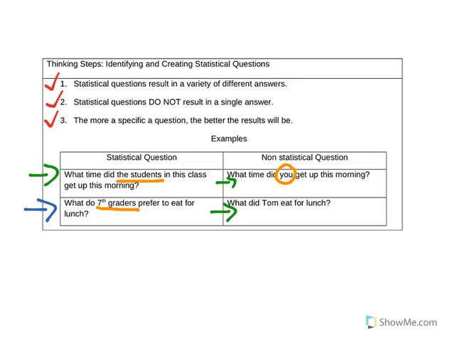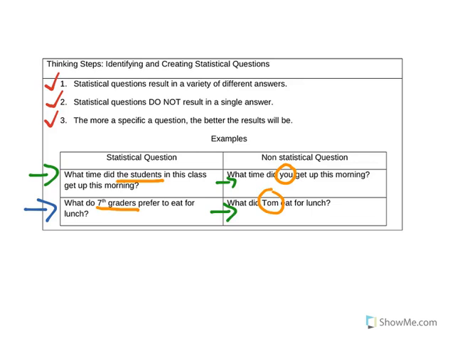What do you think the key word in this sentence is to be not statistical? That's right, Tom. If you're just asking Tom, you're going to only get Tom's answer, which is just one answer.